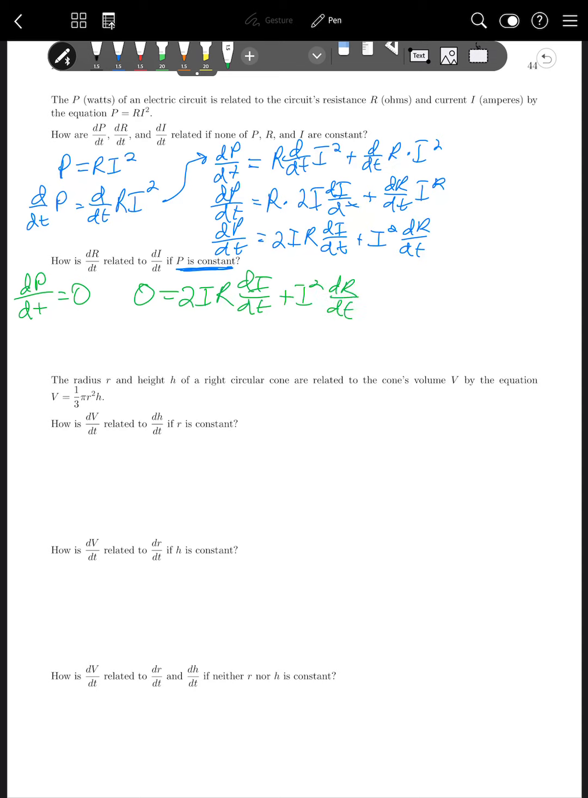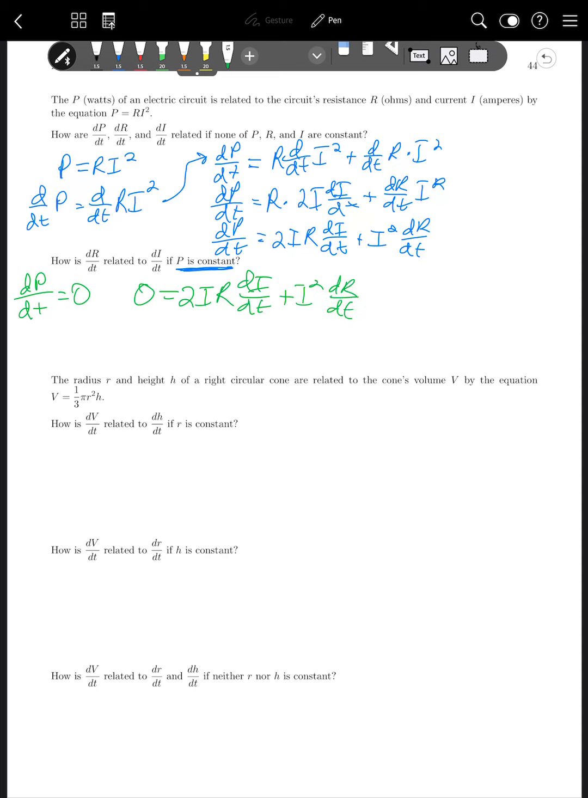And then we do this derivative. Now, if r is constant, that means this whole thing is a constant multiple. How do we do derivatives with constant multiples? We just bring them out in front. So that means when we go to do this, on the left-hand side, we get dV over dt. We bring the constant multiple out in front, which is 1/3 pi r squared. And then we do the derivative of h with respect to t, which is dh/dt.